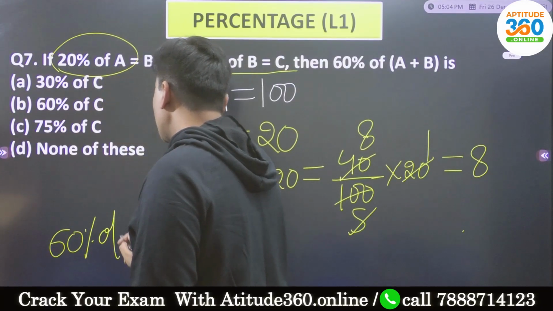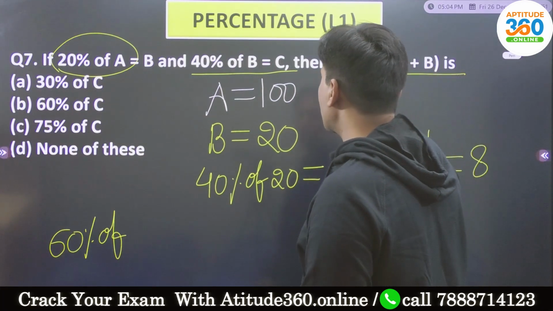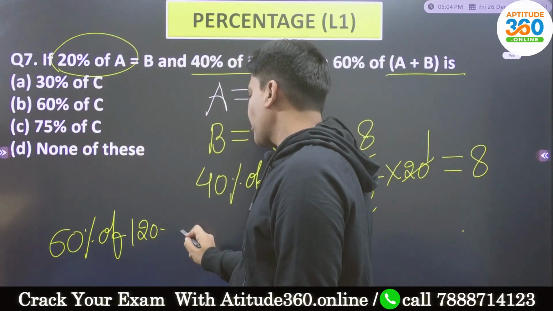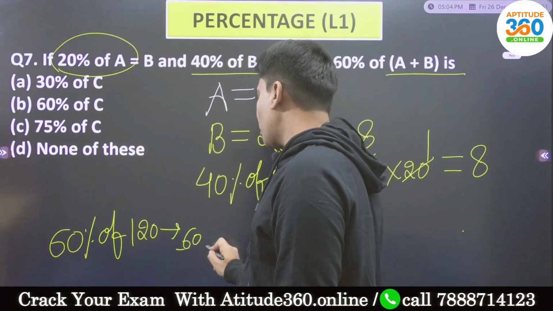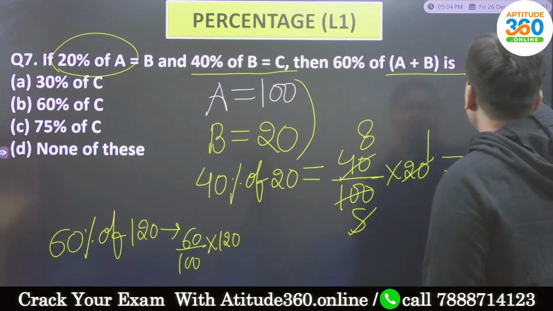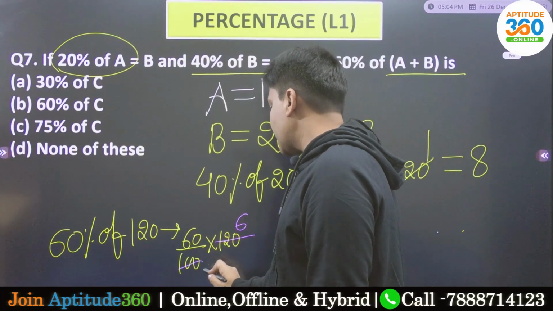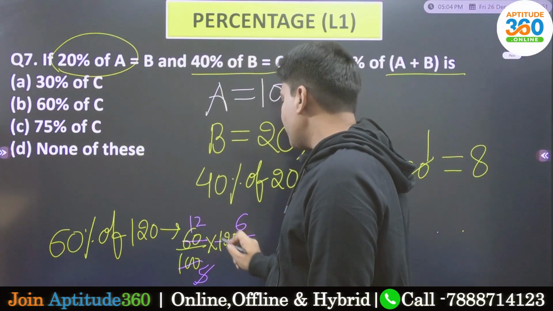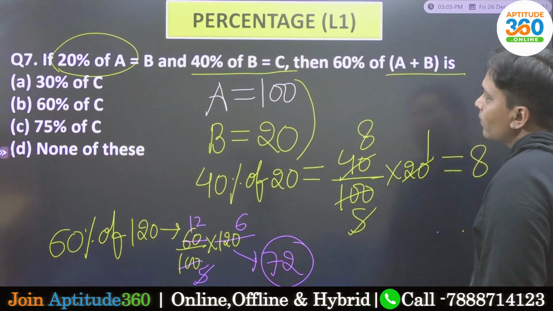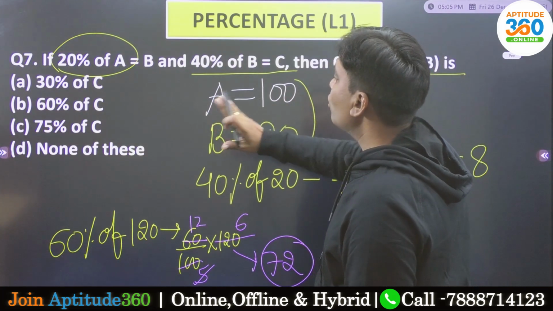You need to find out 60% of A plus B. So 60% of A plus B is going to be how much? A plus B will be 120. How do you solve 60%? 60 upon 100 into 120. और अगर आप ये सिंप्लीफाई करोगे तो 20 into 6, 20 into 5, and that is 12. 12 into 6 comes out as how much? 72.